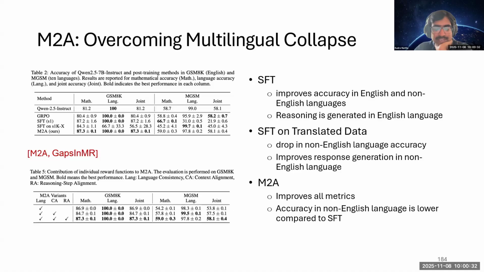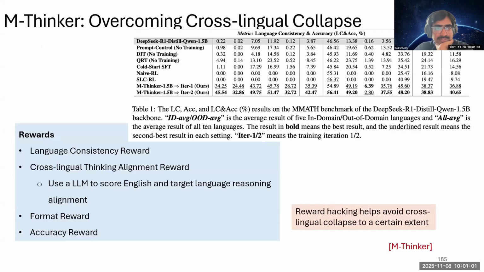And finally, they apply their M2A approach. It improves all metrics. However, the improvement in non-English math performance is not that significant. For example, 58.82 or 59. However, if you just perform vanilla SFT, it jumps from 58.8 to 66.7. However, this comes at the additional cost of reasoning being in a non-English language rather than the query language. Moving on to the next slide.